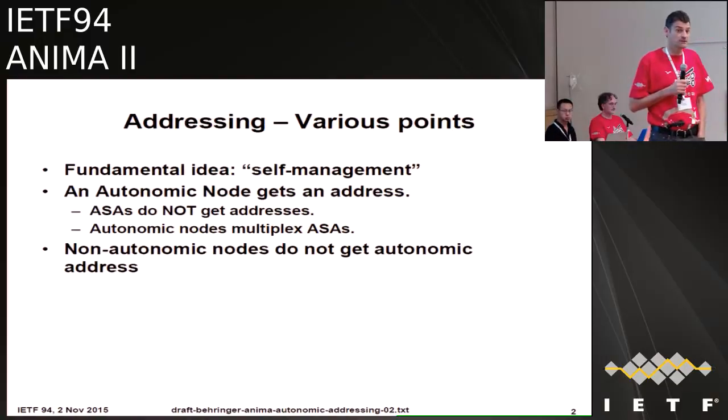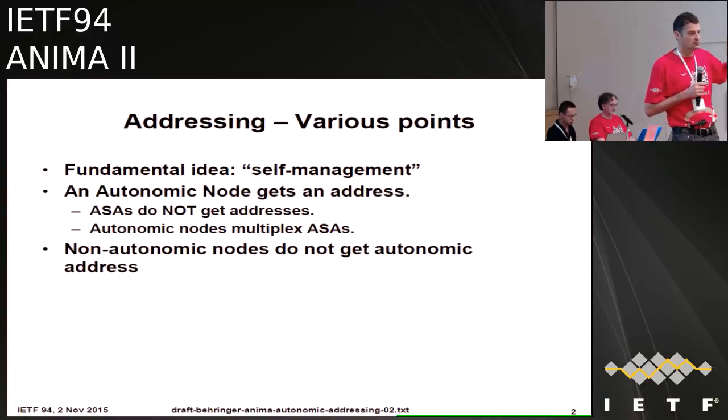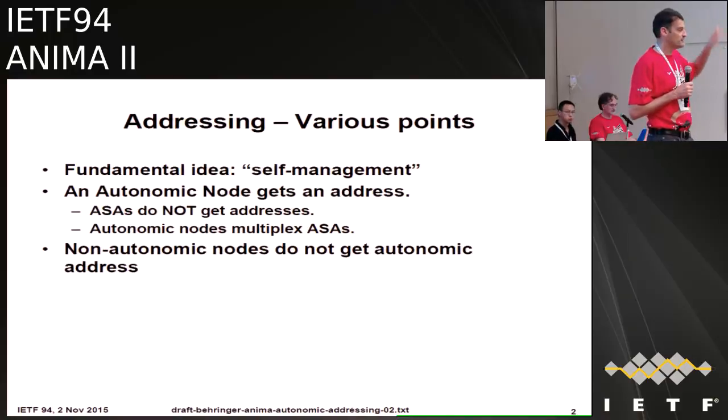We have previously decided, and I just want to recap that, it's not the autonomic function or the ASA, the autonomic service agent, that gets an address. It's the node that gets an address. So all the messaging that we do, the GRASPs and the like, need to be able to multiplex various ASAs on a node.